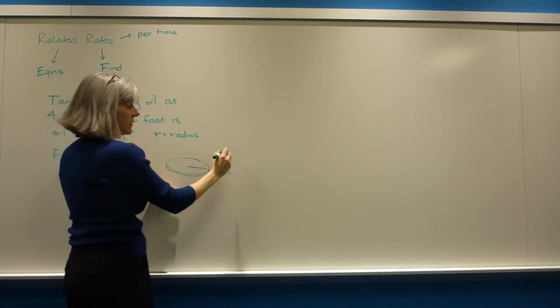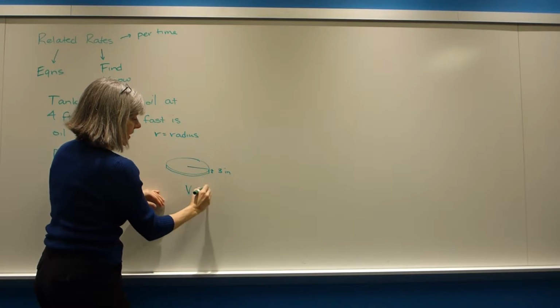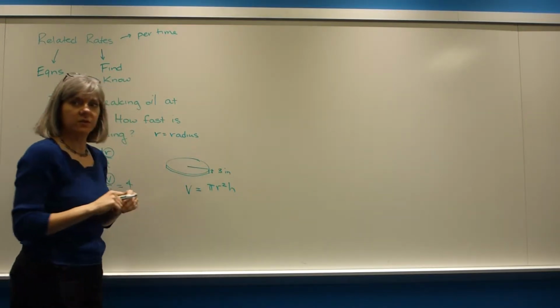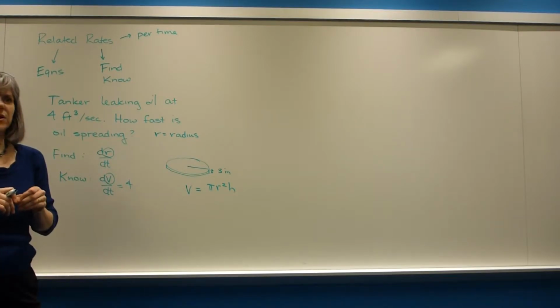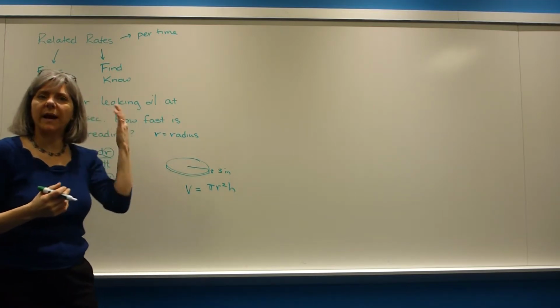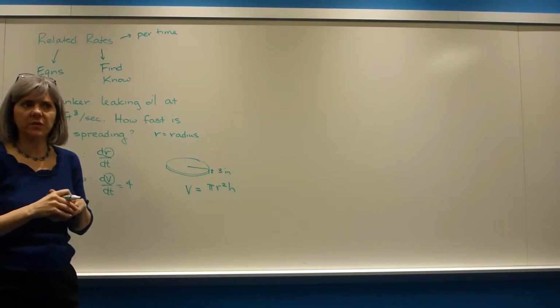So the volume of this is pi r squared h. I just know that the volume for a cylinder is pi r squared h. Okay, I know that may be far enough back that you don't have that off the top of your head. That's okay, don't worry about that.